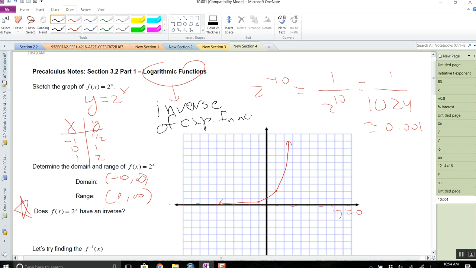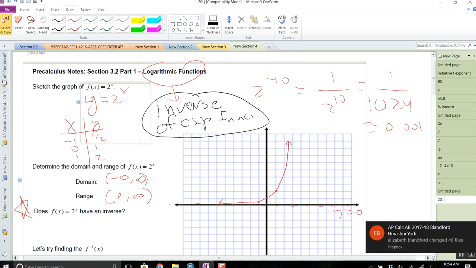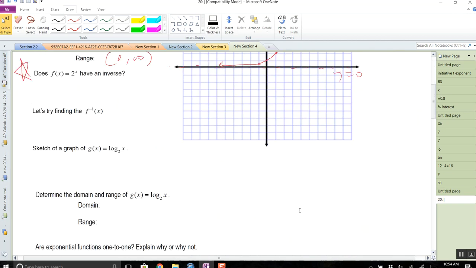Now we have to talk about inverses. What does it mean to do the inverse of a function? What are you doing algebraically when you find the inverse? Can you solve for y? Exactly. So that's what we're going to work on in the second half of this first page of the notes.